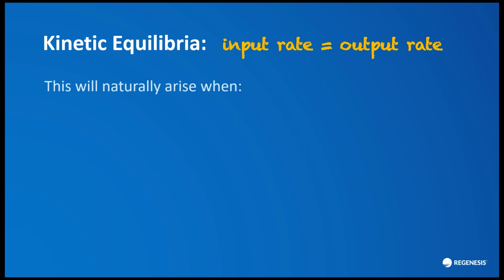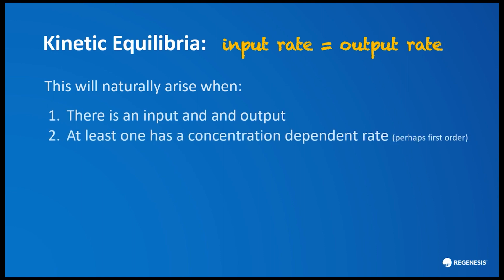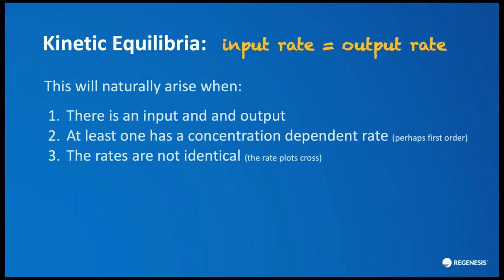A system will naturally settle at a stable equilibrium concentration when three parameters are satisfied. There needs to be an input and an output. At least one of these has to have a concentration dependent rate, and the rates are identical. In other words, they cross, and the crossing point is where the sum of the two rates becomes 0.